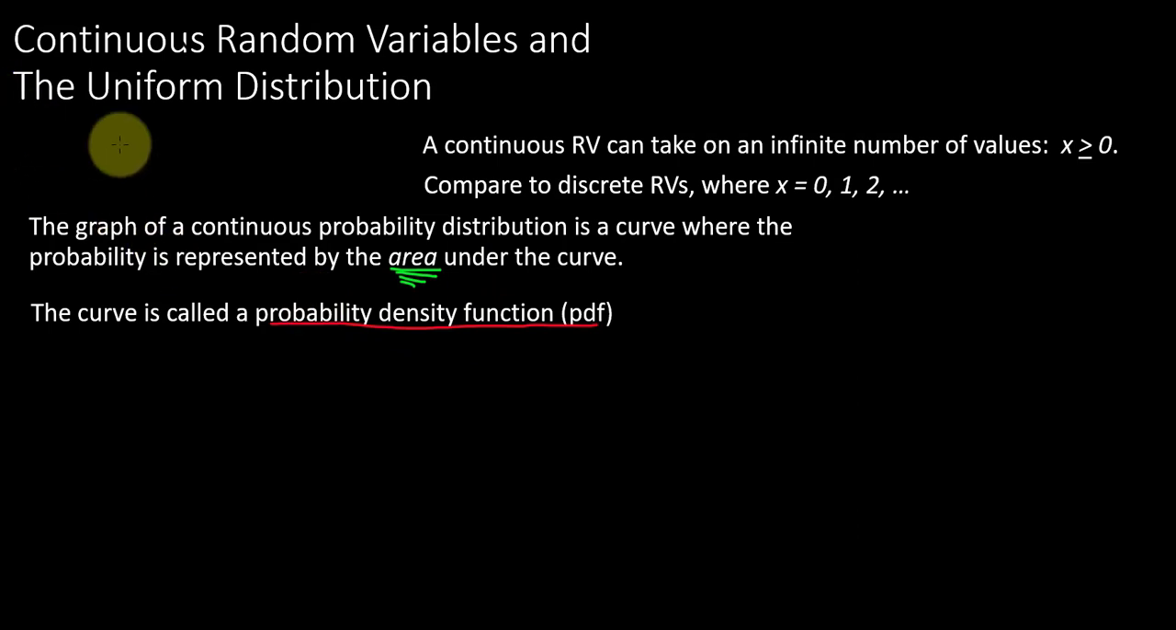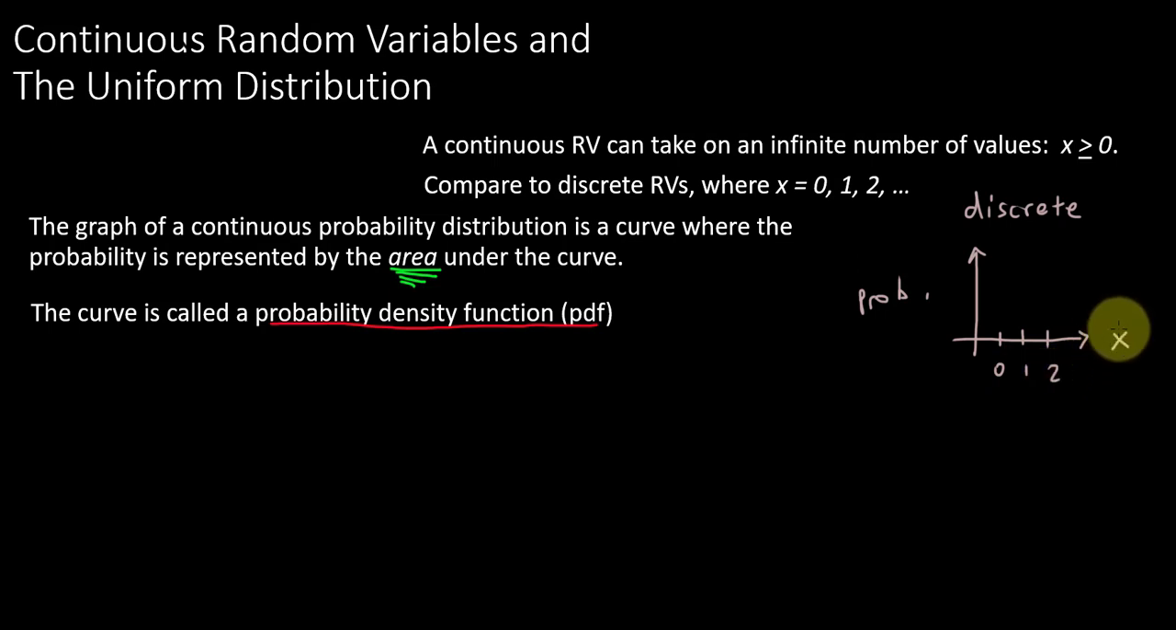So for a quick contrast here, with a discrete random variable, like we saw in a previous video, we might have probabilities explicitly written on the vertical axis, and we might have values of our variable on the horizontal axis. And we saw that you just get the probability from the height of these bars. It's a very explicit way to determine probability.